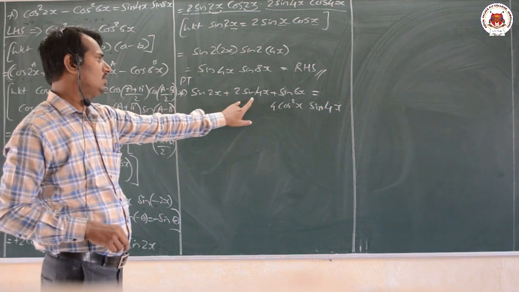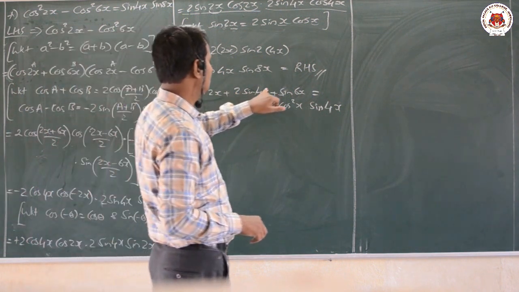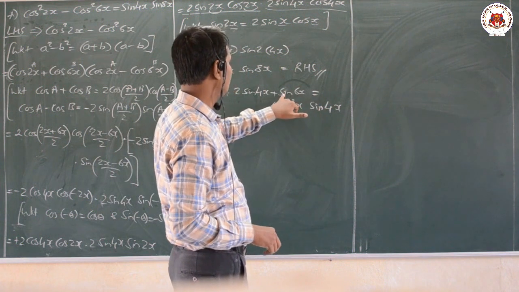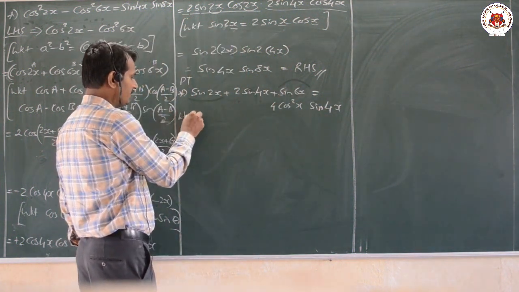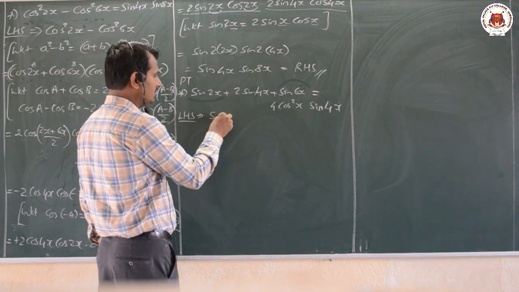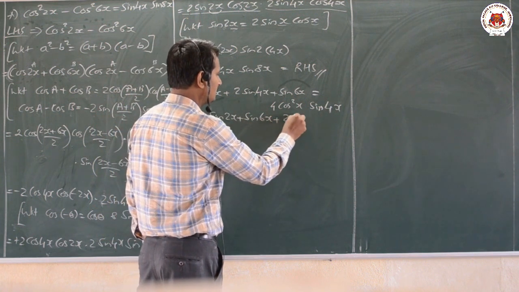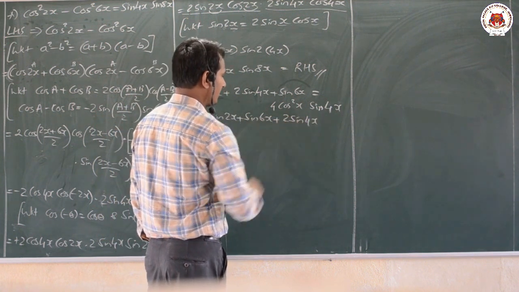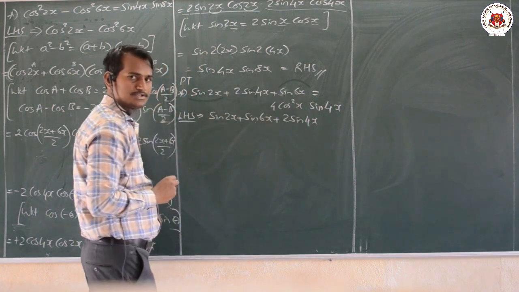Since here we have 2 sin 4x, that is why I will group sin 2x and sin 6x together. That means what we get here, the LHS part: sin of 2x plus sin of 6x plus 2 sin of 4x. I am grouping the terms here, sin 2x and sin 6x at first.